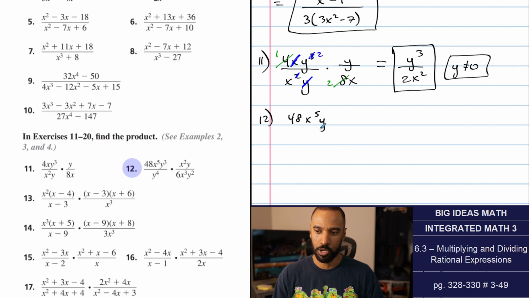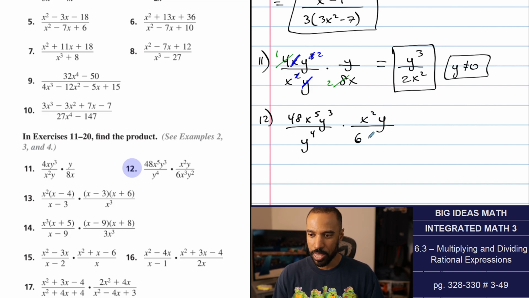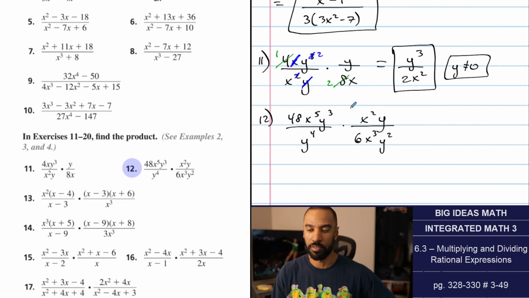48x to the fifth y cubed over y to the fourth. And I didn't mention in the first one, I mentioned in the lecture portion, that once it's multiplication, anything on top divided by anything on bottom is a division. 48, like this is not just dividing by this. This is not just dividing by this. This is also dividing by this, and this is also dividing by that. That's why I did what I did previously.